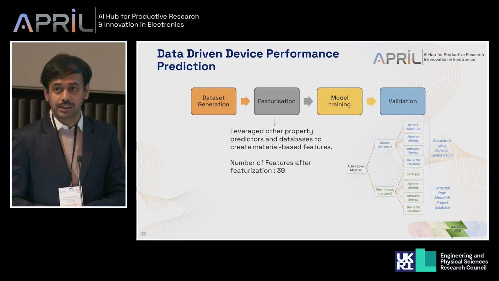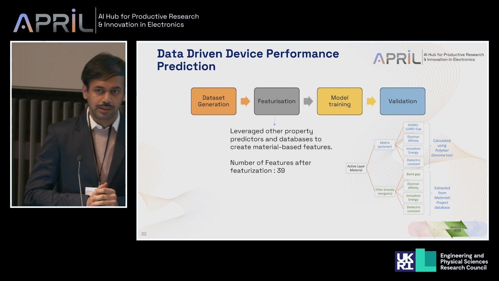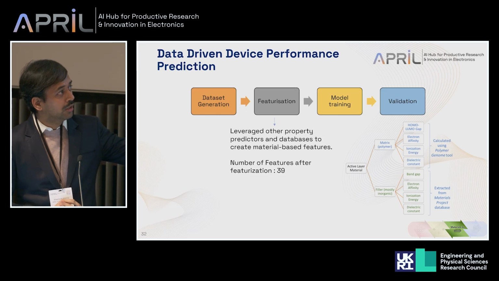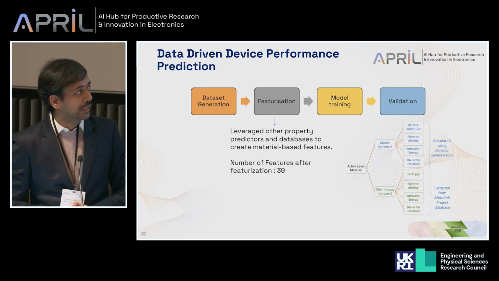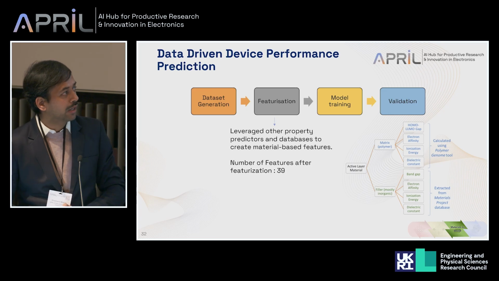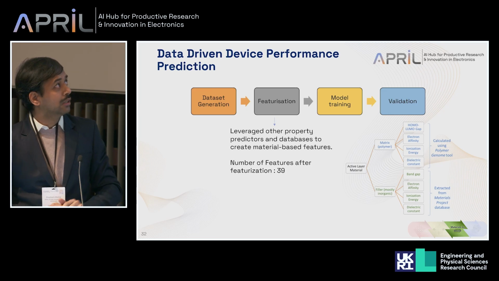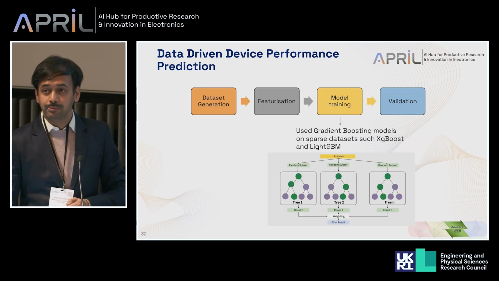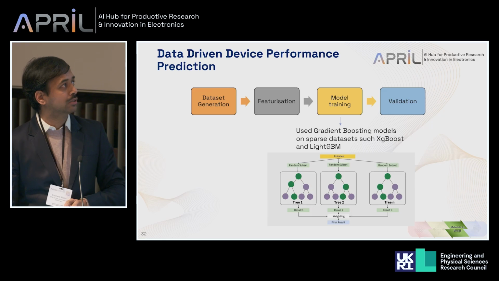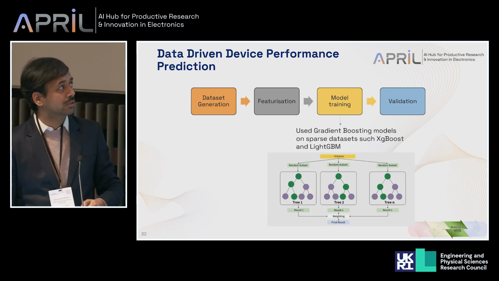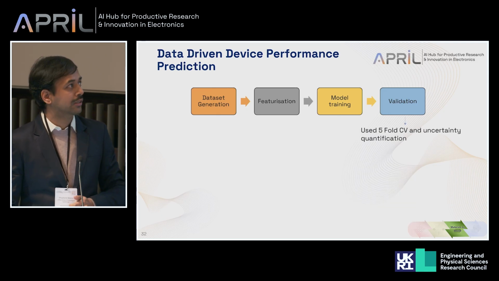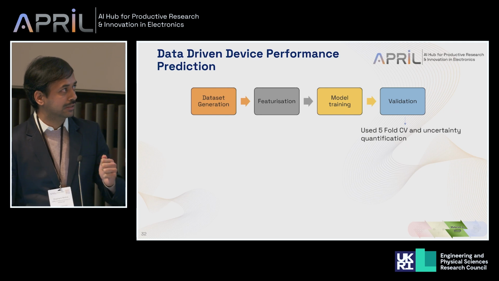Then I featurized my data, which means I converted my data into a machine-readable format. Here, I tried to leverage the AI models that Ben showed. I used an AI model for polymers, known as Polymer Genome, for getting HOMO-LUMO gap values, and for band gap, I used an open source material database. After featurization, I had 39 features in my data. Then I made a model using gradient boosting algorithms like XGBoost and LightGBM. These models were chosen because they can handle sparsity natively. Finally, I validated my models using 5-fold CV and also incorporated uncertainty quantification techniques.